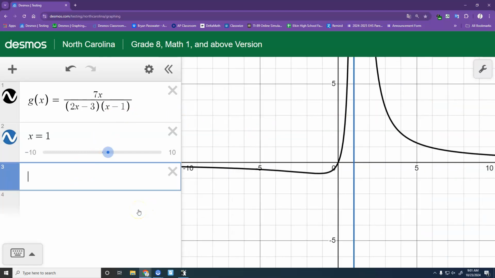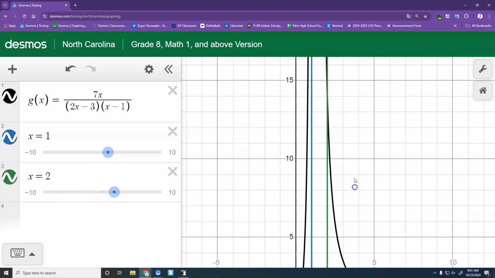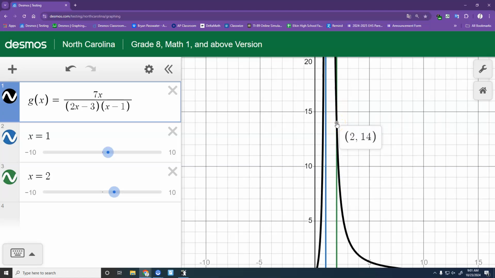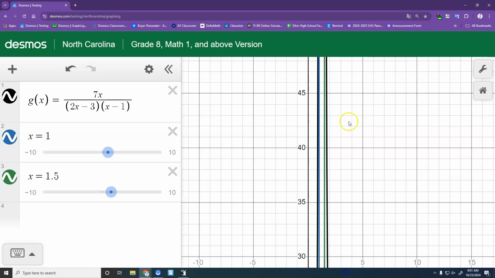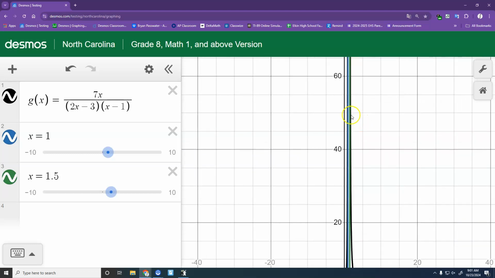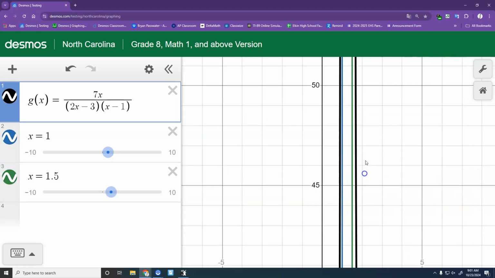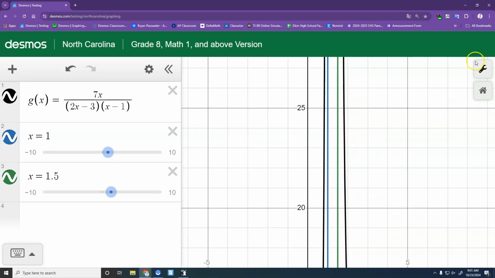All right, anybody else know another asymptote? x equals 2. Okay, it looks good here. If I zoom out, it crosses. It's not 2. Okay, let's try that. Let's see about that. Click on it. I think that looks better. I think it is 1.5. All right. What about a horizontal asymptote?